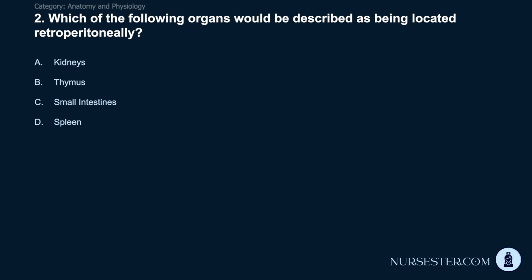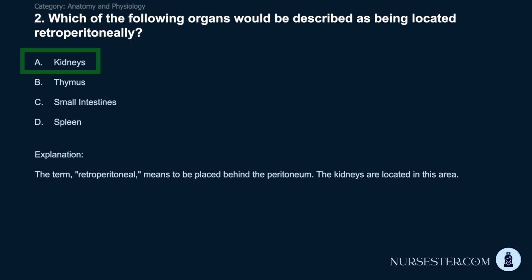2. Which of the following organs would be described as being located retroperitoneally? A. Kidneys. B. Thymus. C. Small intestines. D. Spleen. Correct answer, A. Kidneys. The term retroperitoneal means to be placed behind the peritoneum. The kidneys are located in this area.